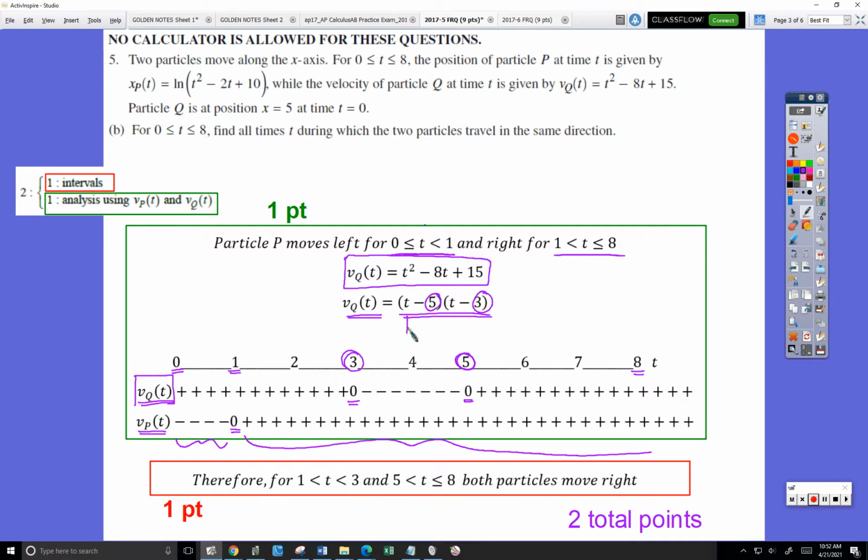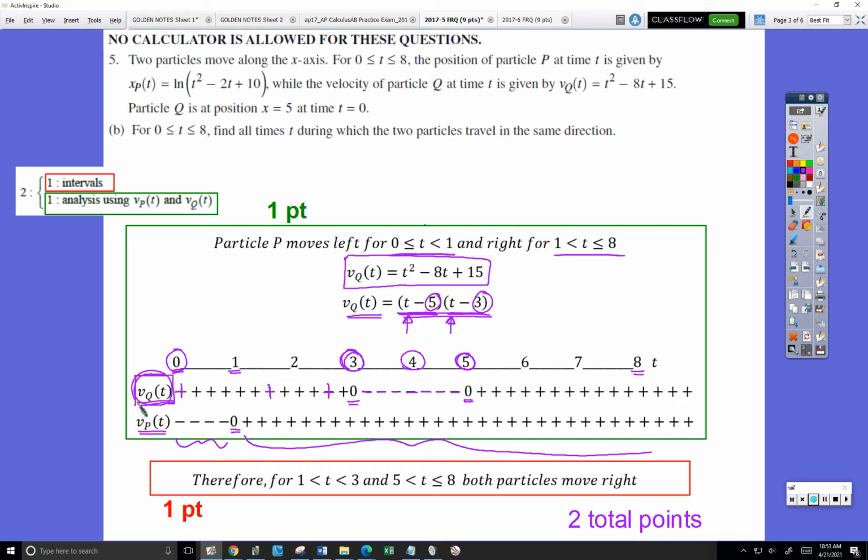Plug in time equals 0. You're going to get negative 5 multiplied by negative 3, which would be positive. That's true for all times between time 0 and time 3. Plug in time 4 now. 4 subtract 5 is negative. 4 subtract 3 is positive. Hence, the velocity of particle Q is negative in that time period.